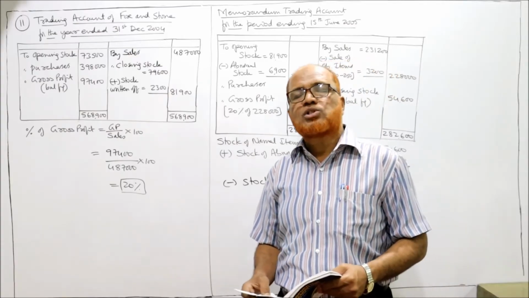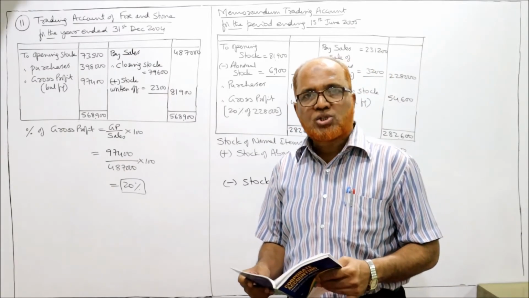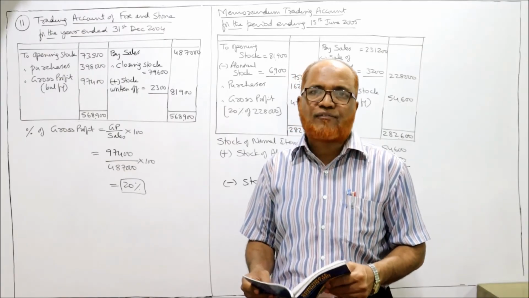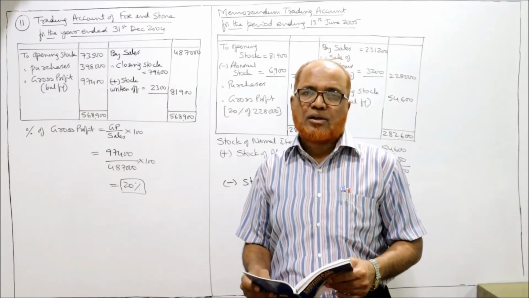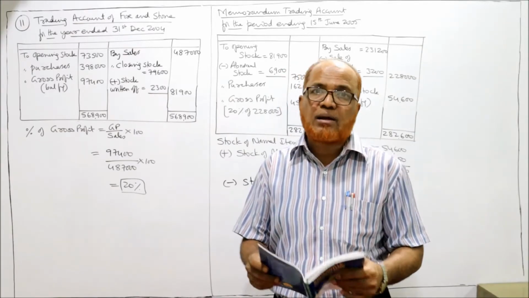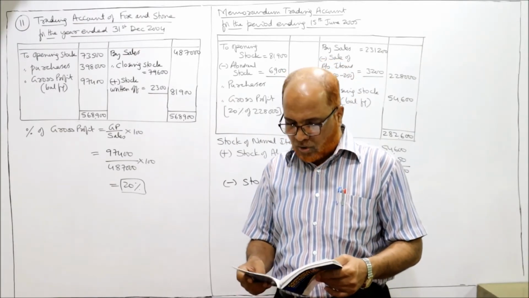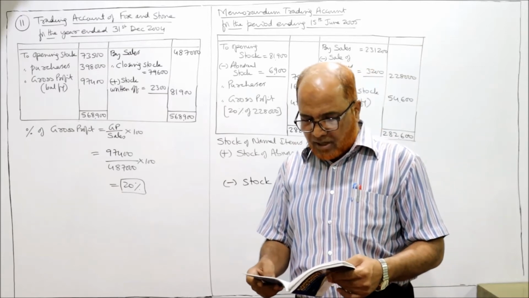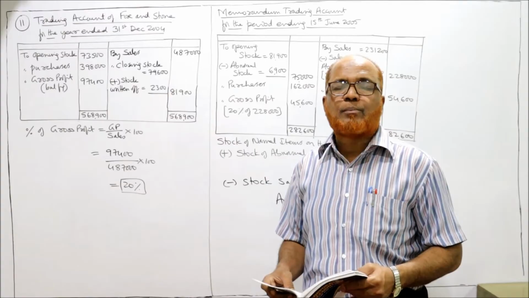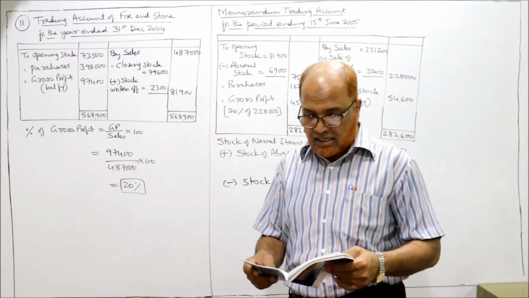But for calculating gross profit, we should take the stock at cost. So whatever amount is written off, that will be added back. So 2,300 rupees was written off. Now 2,300 we add back to the closing stock of last year. And having a cost of 6,900. Actually the total cost of abnormal items is 6,900.